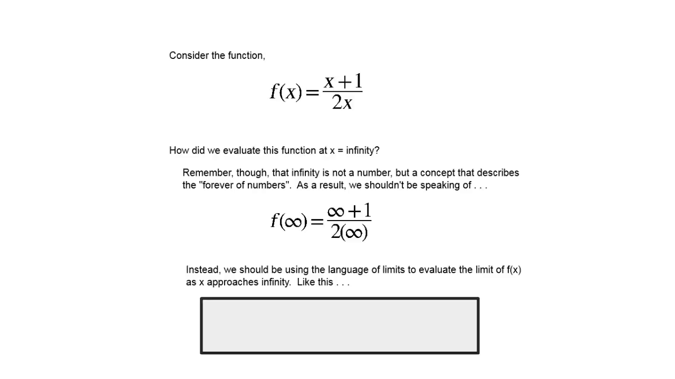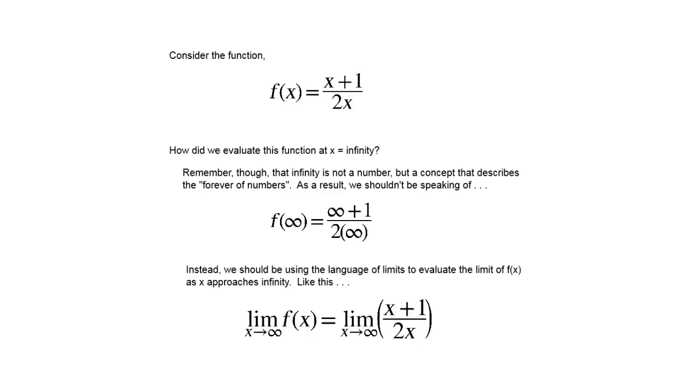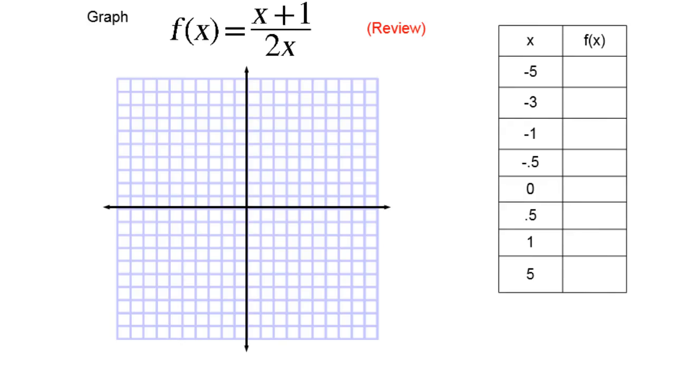So instead, we should be using our knowledge of limits and the language of limits to evaluate the limit of f of x as x approaches infinity. And it's going to look something like this. The limit as x approaches infinity of f of x equals the limit as x approaches infinity of the quantity x plus 1 divided by 2x. Let's look at this function graphically and see what it looks like at values where x is approaching negative infinity and where x approaches positive infinity. Let's see how this behaves.